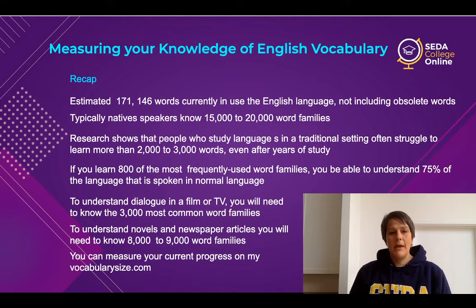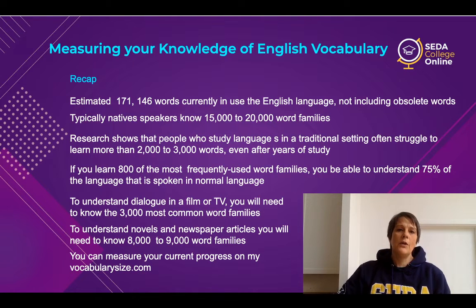I would highly recommend that you measure your current progress using vocabularysize.com. This site is kind of unique, but I think there are other sites out there. It doesn't have to be this one, but Paul Nation is very reputable, and the work he's doing is well recognized. You can measure where you are now, and if you keep measuring yourself as the test changes, you can see if you're making progress.